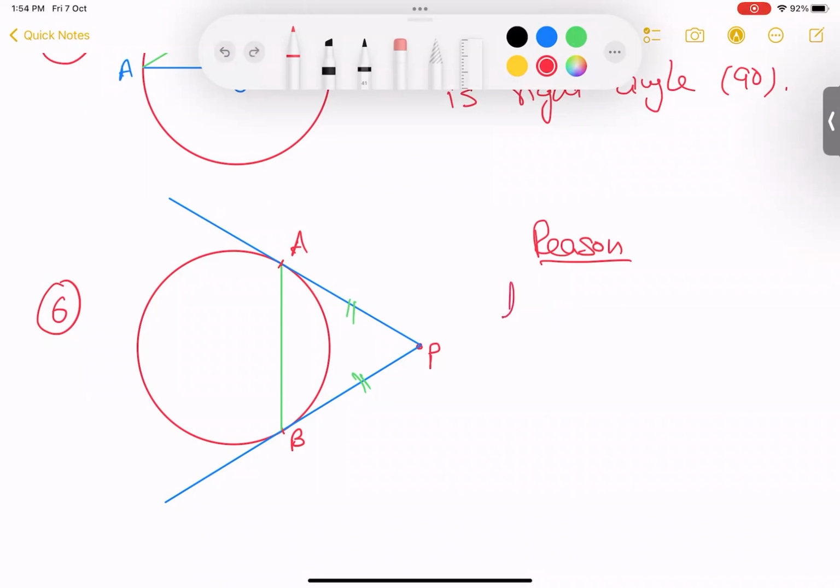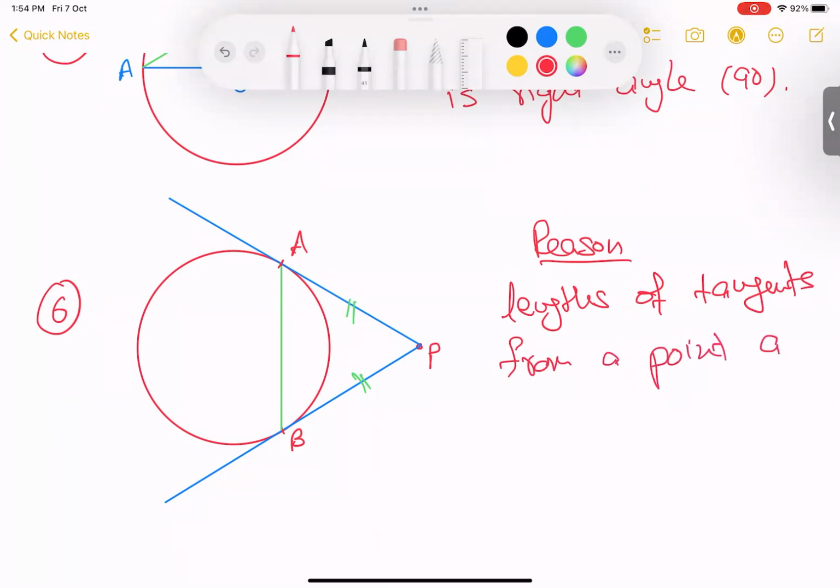The lengths of tangents from a common point are equal to each other. It means the length AP is equal to the length BP. And if the lengths are equal, common sense says the angles are automatically equal too. I will explain it. And look here, we can make a maximum of 2 tangents, we can't make 3.